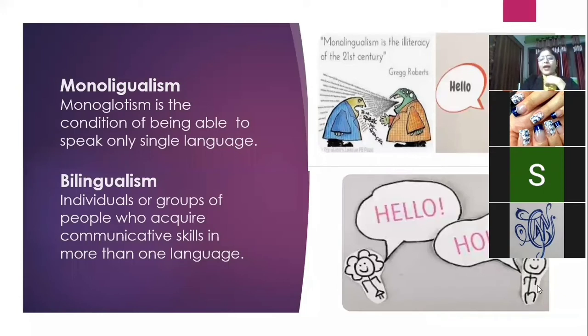Now, of course, when we are bilingual, we are able to connect to people in a better way. We can define bilingualism as individuals or groups of people who acquire communicative skills in more than one language. They are known as bilingual speakers or bilinguals. That's what bilingualism is. And coming to multilingualism.